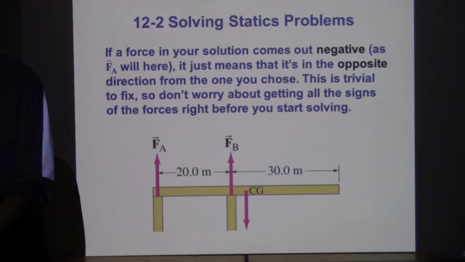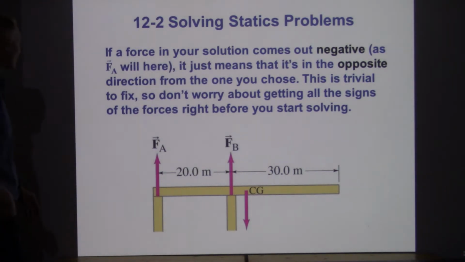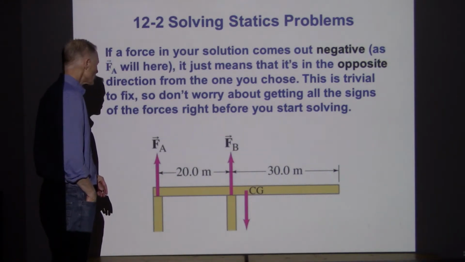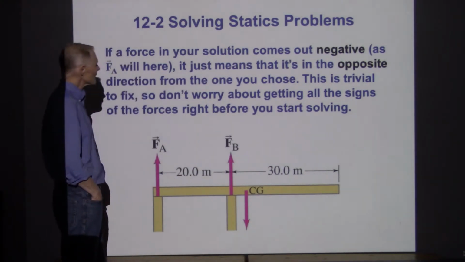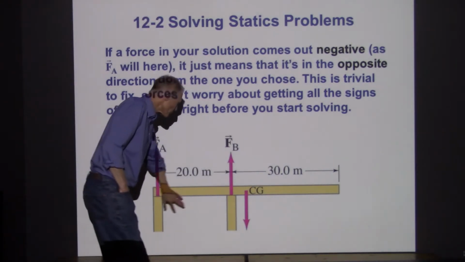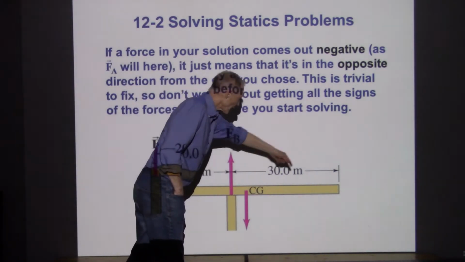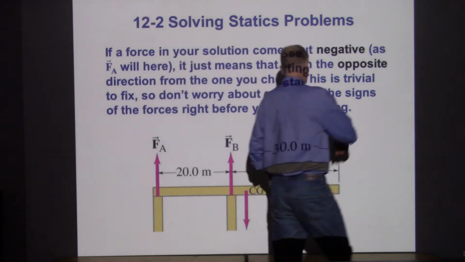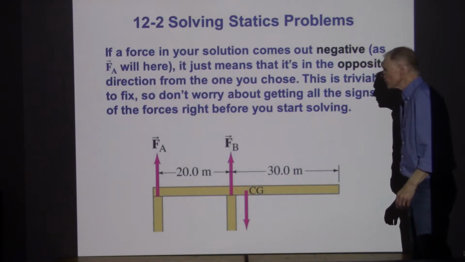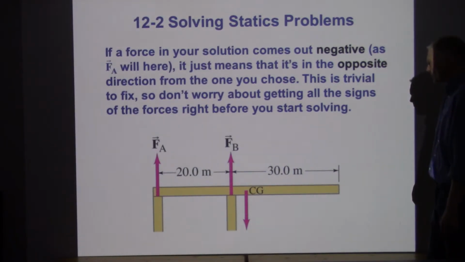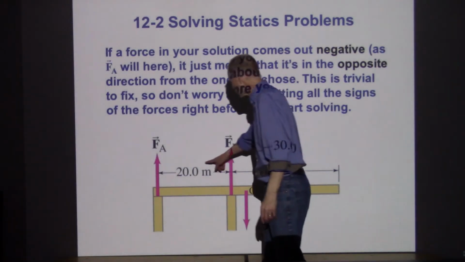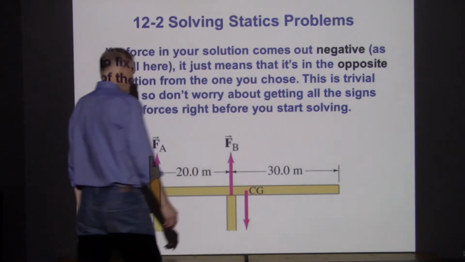All right, here's an example. If you have a force in your solution that comes out to be negative. So let's say, I think this is an example in the book, it's a diving board. So here's a diving board. Here's one of the supports. Here's another support. Here's the diving board out here. Now it doesn't have a diver on it, but when a diver's on it, there's going to be an additional force here that could be really large. Oh wait, this isn't a diving board, because that's 30 meters. That's a really big diving board, and that's 20. So it's something bigger.